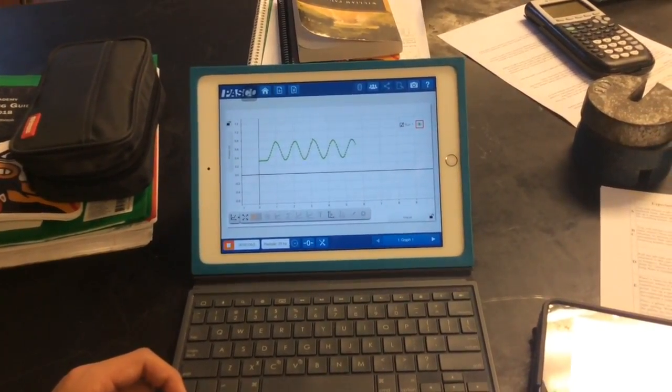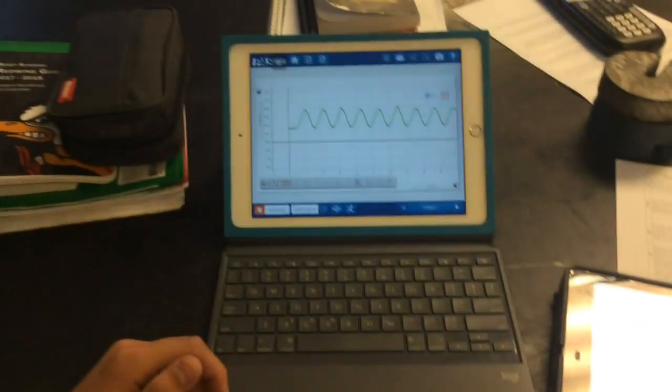Here is how we recorded data in the lab. One of the biggest roadblocks we hit was keeping the masses attached to the end of the spring.